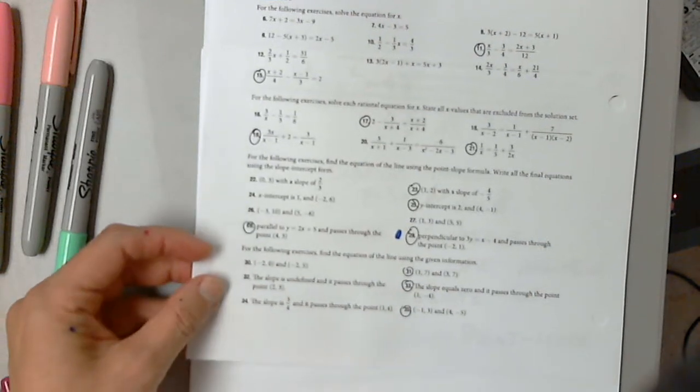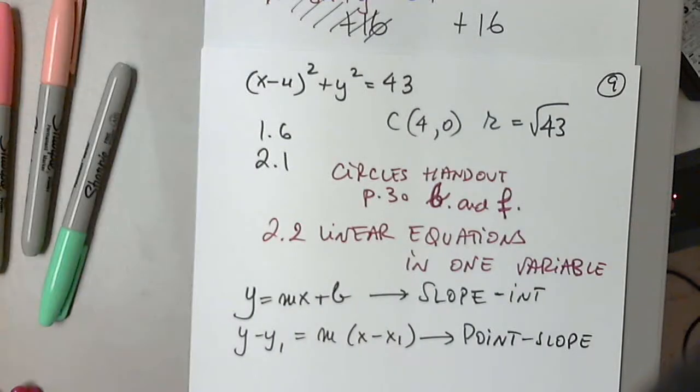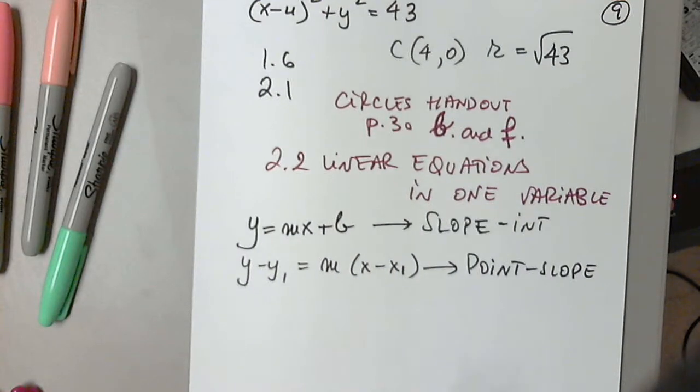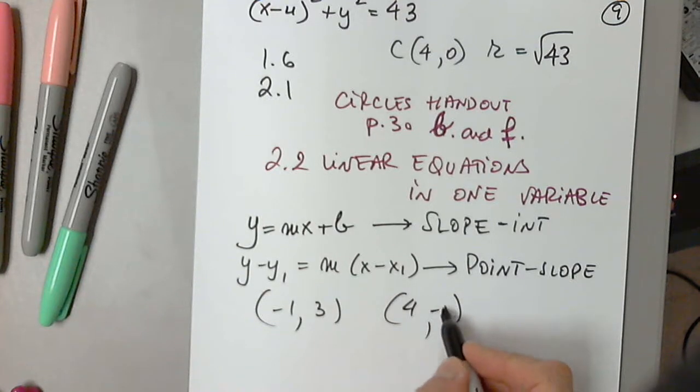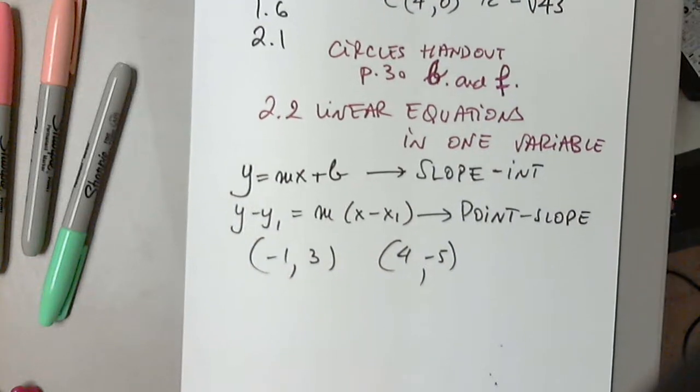Let's start with that. What about 35? You can give us any point. You would like to choose 2 points, or you want to use 35. Doesn't matter. 35, okay. So we have (-1, 3) and (4, -5). We're asked to find the equation of the line passing through these points. Find the equation of the line.